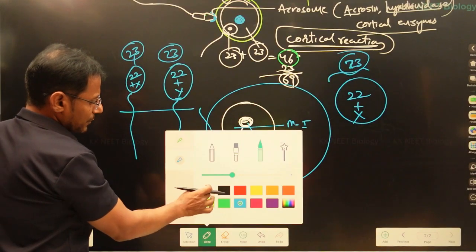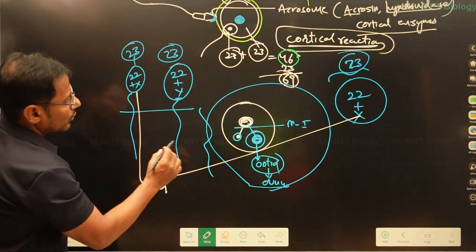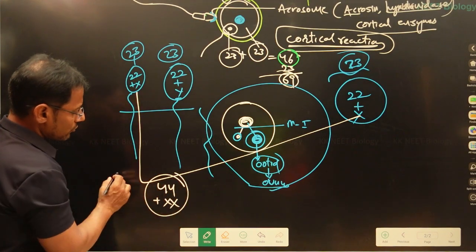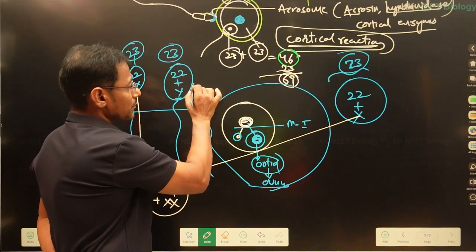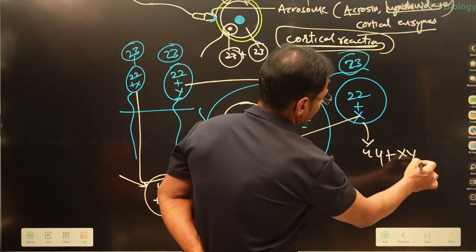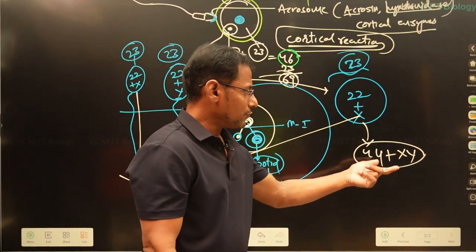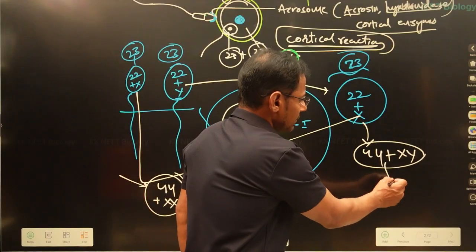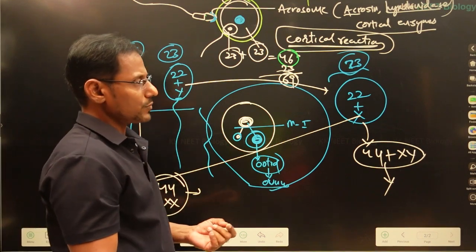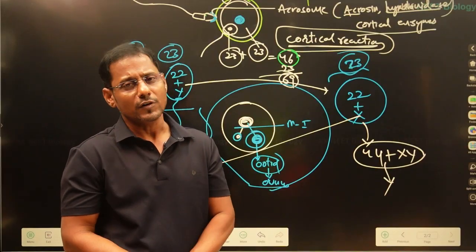If this particular sperm fuses with this ovum, what happens here? 44 autosomes along with XX chromosome. So now this becomes the female baby. If this particular sperm fuses with this, what happens here? 44 plus XY chromosome. These are the sex chromosomes, or allosomes, we can say. So if the zygote contains 44 plus XY chromosome, it results in a male baby, and if it has XX chromosome, it results in a female baby. In this way, sex is determined at the time of fertilization itself, right?